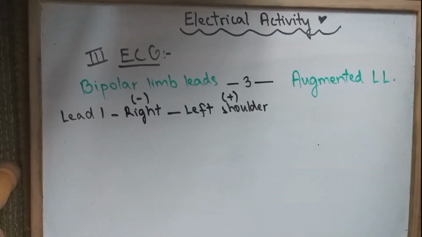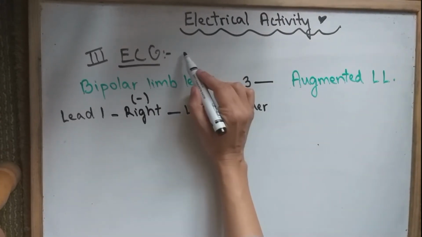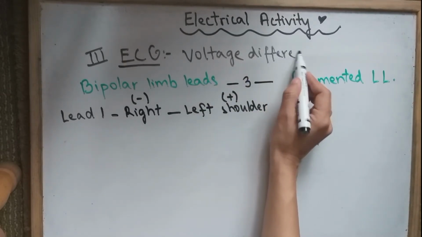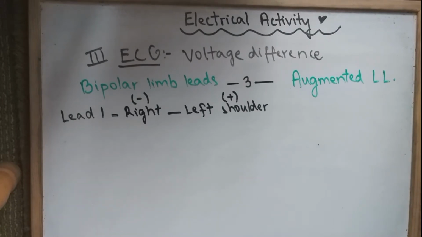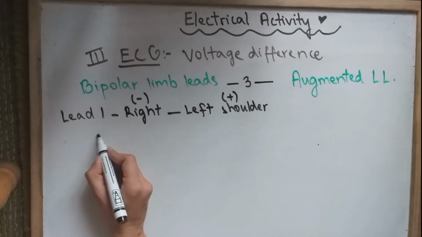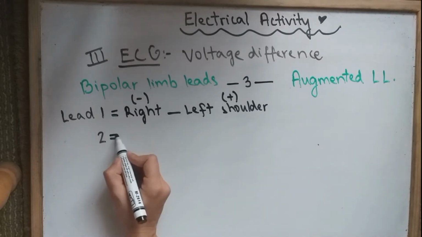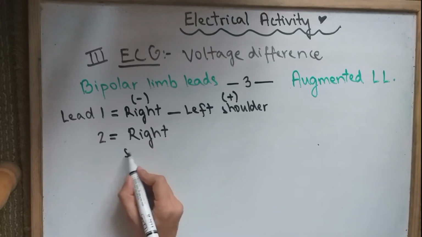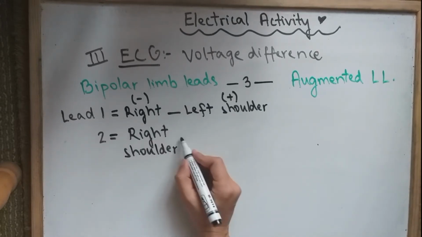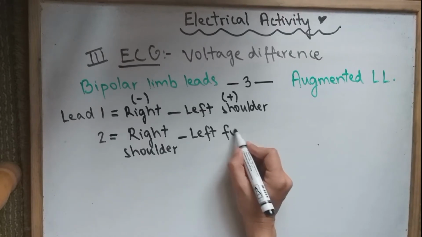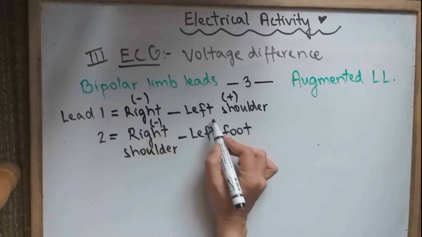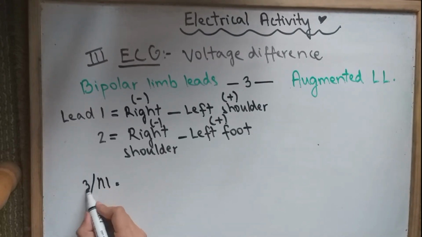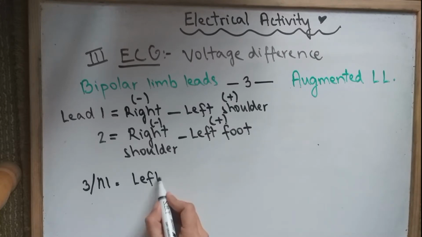Then we move on to lead 2, which is from the right shoulder to the left foot, where the right is always negative, and the left foot is always positive. It just makes it easier to remember. Now, lead 3 would be from the left shoulder to the left foot. So as I said, left foot would be positive and the left shoulder would be negative in the third lead.